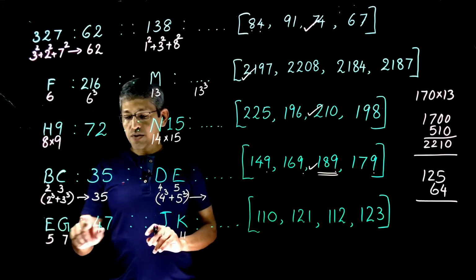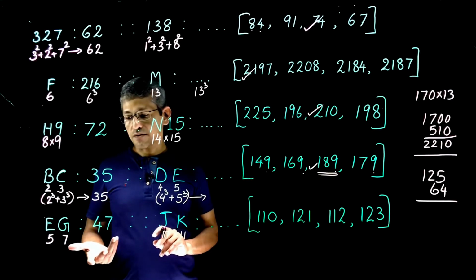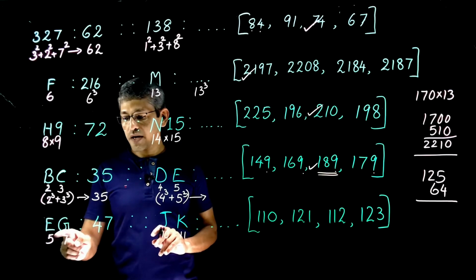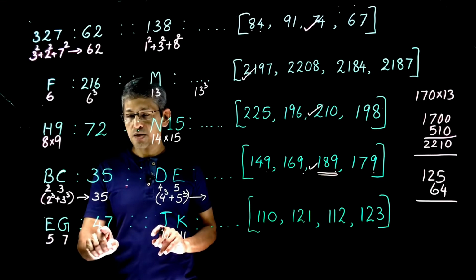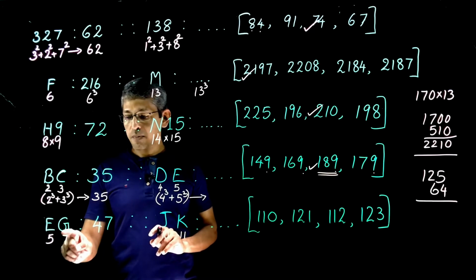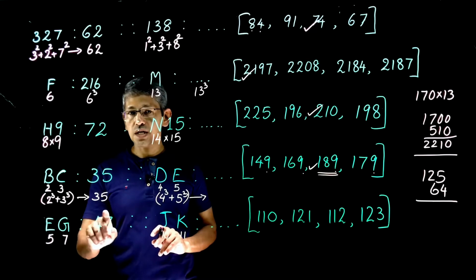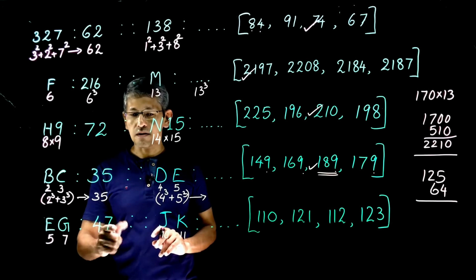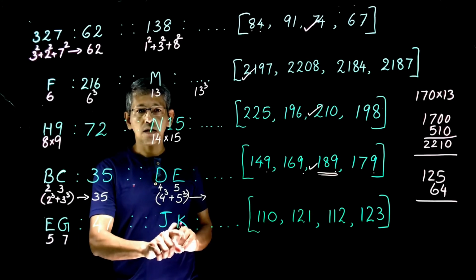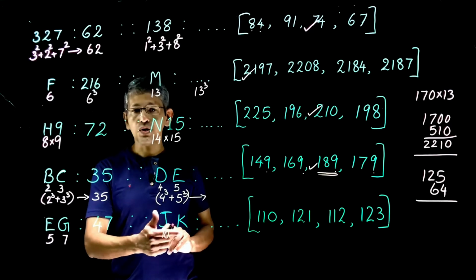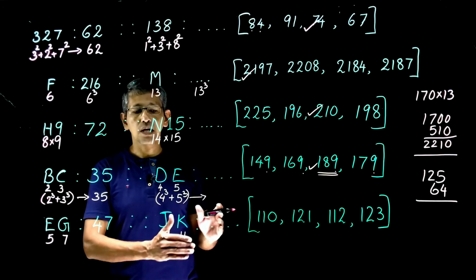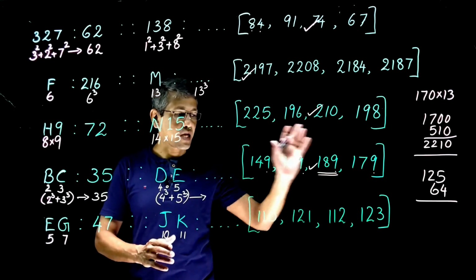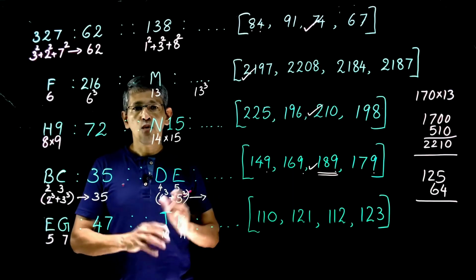So now E and G 47, how do we get that 47? E and G, 5 into 7, 5 plus 7 is 12, right? 47 means 5 plus 7, 12, 12 into 4, 48 minus 1, 47. So in this case, 10 plus 11, that is 21. 21 into 4 is 84. 84 minus 1 is 83. So we don't have such an answer. What else?